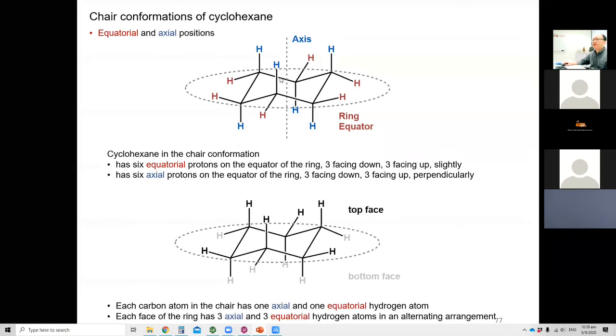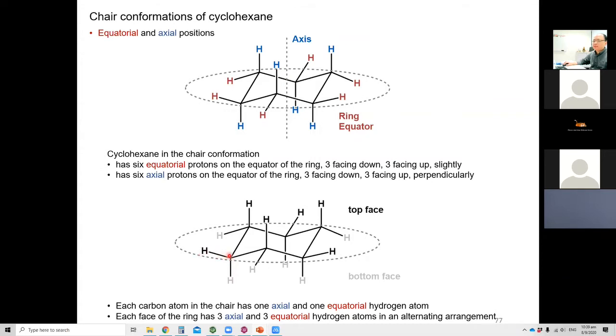All right, and because of this equator and this planar ring, we have different faces of the cyclohexane chair conformer. So one is what we call the top face, the other one is the bottom face. So each carbon atom in the chair, like this one, has one axial, which for example is pointing down, and one equatorial, which is pointing slightly up. So each carbon has one proton down, one proton up. But for each face of the chair conformation, it has 3 axial and 3 equatorial.